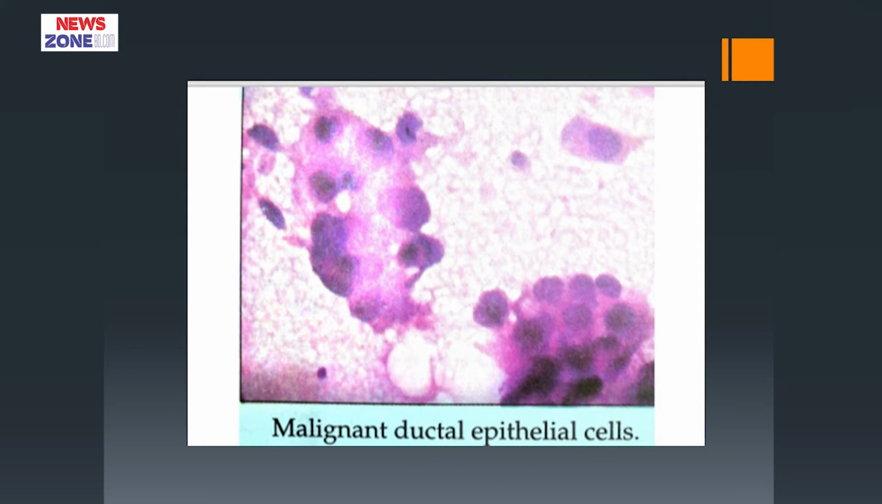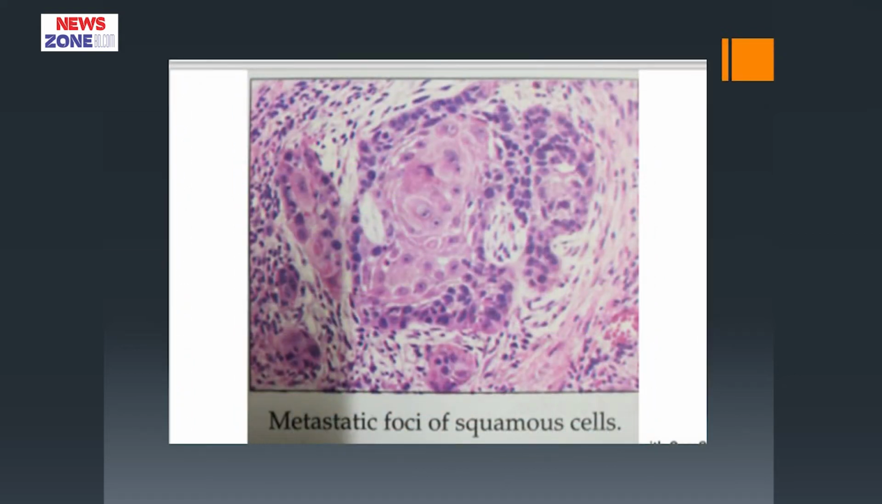In another slide the lymph node shows metastatic ductal epithelial cells. Definitely not benign, these are malignant ductal epithelial cells forming glandular structures, a metastatic ductal carcinoma. Another focus is metastatic squamous cell carcinoma, and it clearly has keratin pearls also.